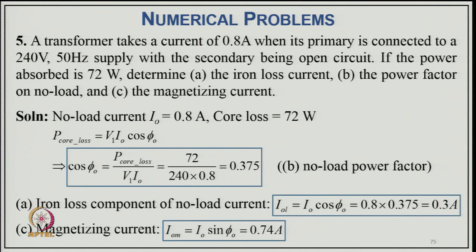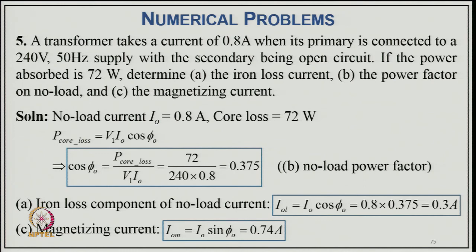Now, coming to numerical problem 5. A transformer takes a current of 0.8 ampere when its primary is connected to a 240 volt 50 hertz supply with the secondary being open circuited. If the primary absorbs 72 watt, determine A the iron loss current, B the power factor on no load, and C the magnetizing current. So, the no load current I0 equal to 0.8 ampere, core loss is 72 watt.